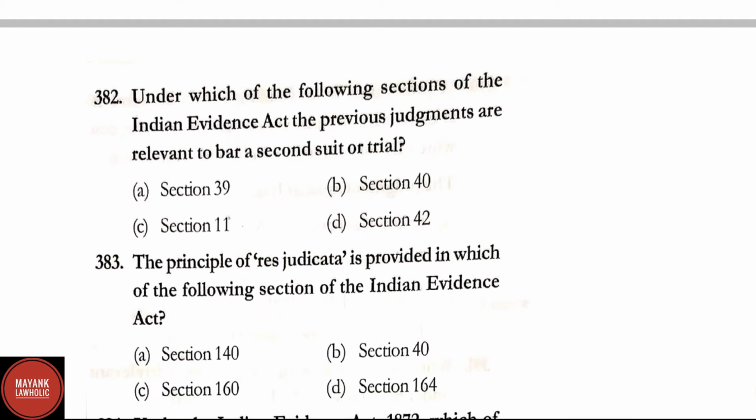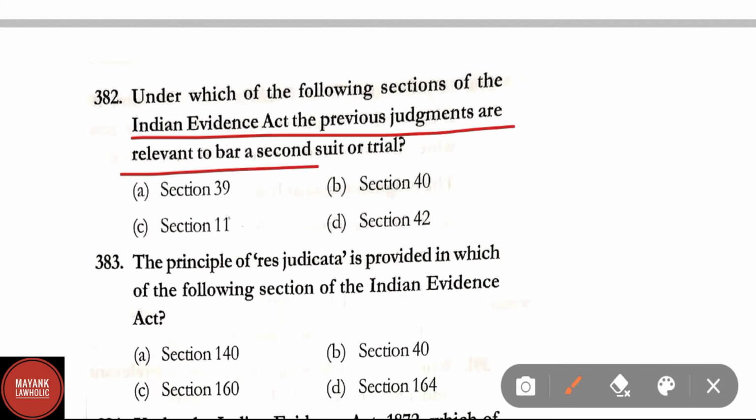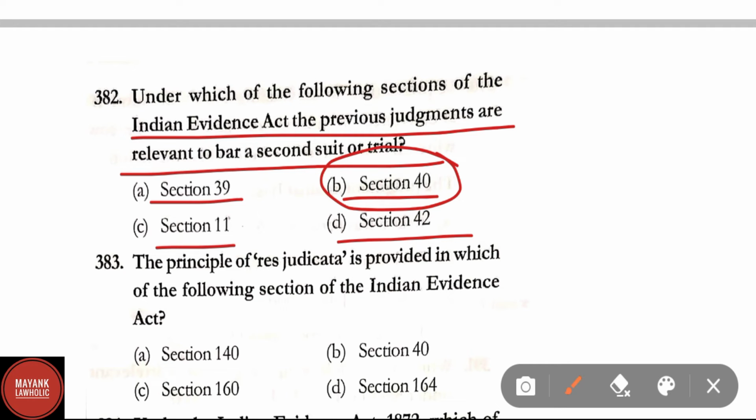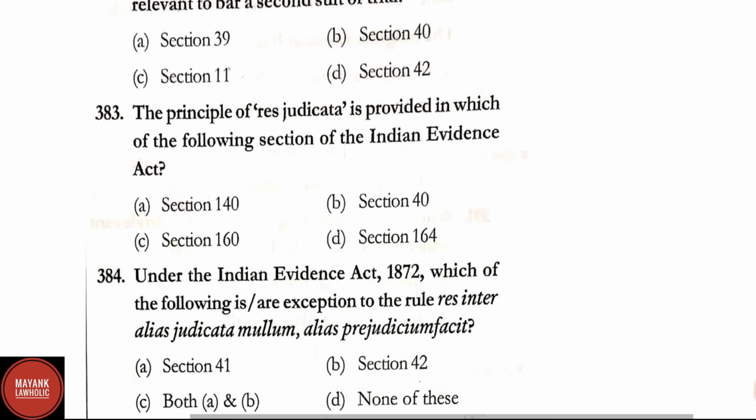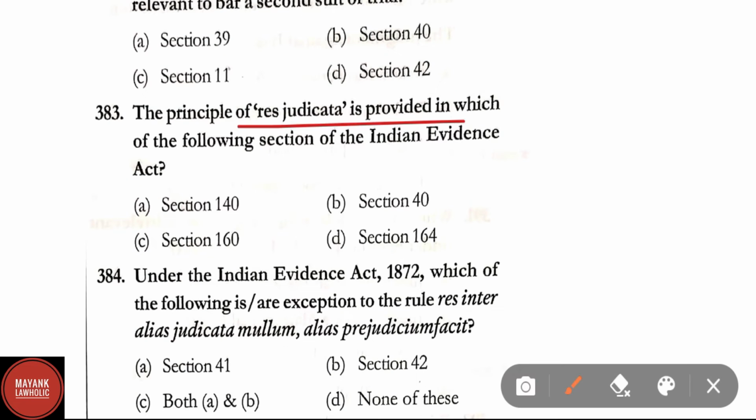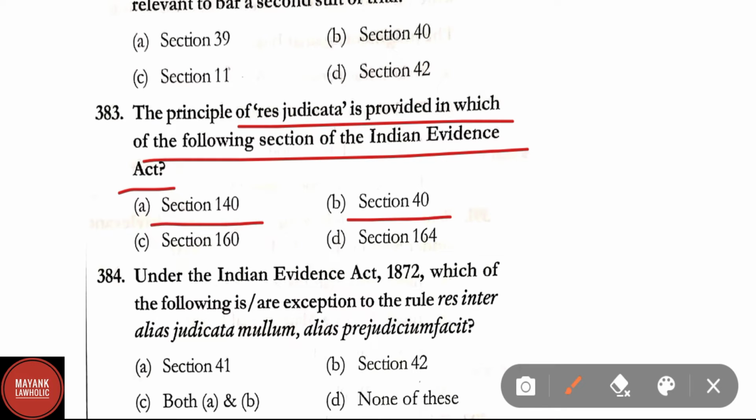Question number 382. Under which of the following sections of Indian Evidence Act are the previous judgments relevant to bar a second suit or trial? Options are section 39, section 40, section 41, section 42. Correct answer is option B, that is section 40. Question number 383. The principle of res judicata is provided in which of the following sections of the Indian Evidence Act? Section 140, section 40, section 160, section 164. Correct answer here is option B, that is section 40.